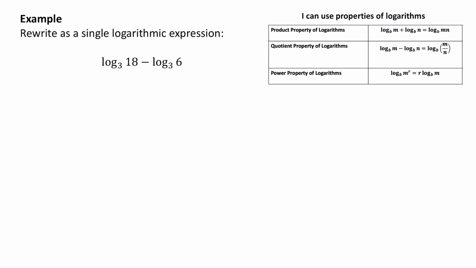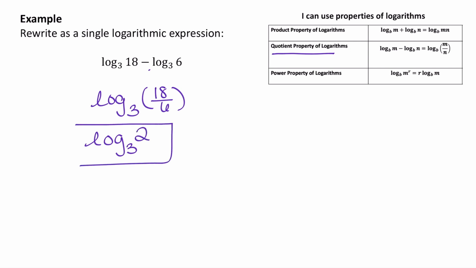Now let's try rewriting these logarithms as a single expression. We have the same base, but they're being subtracted, so I'm going to use the quotient property. I'm going to rewrite this as the log base 3 of 18 divided by 6. 18 divided by 6 is 2, so this becomes the log base 3 of 2.